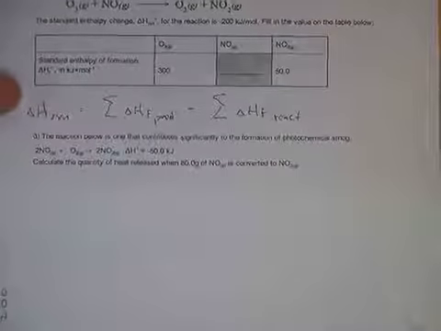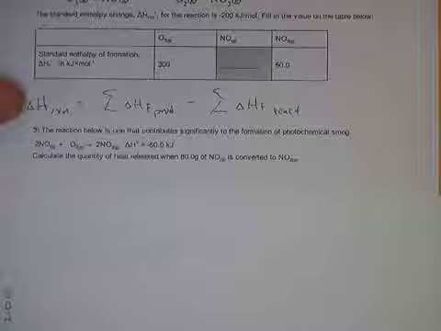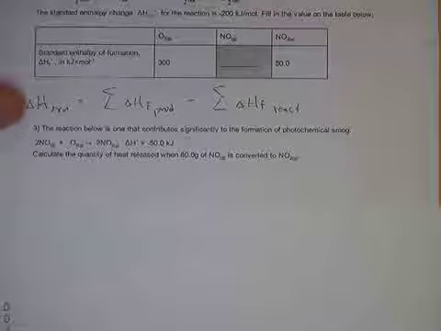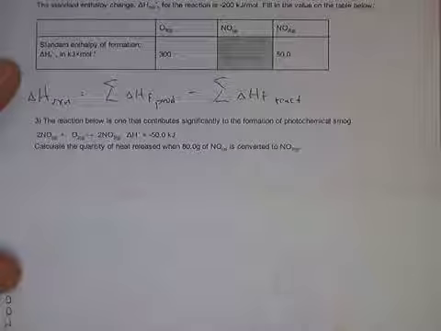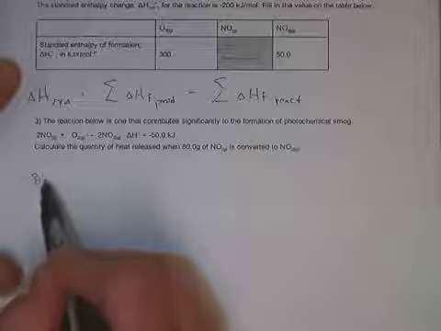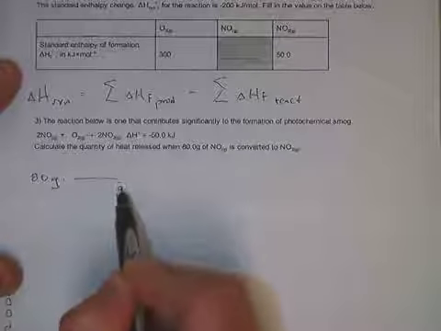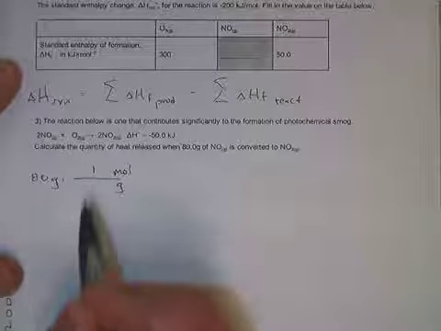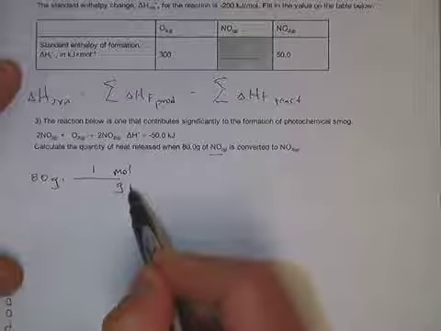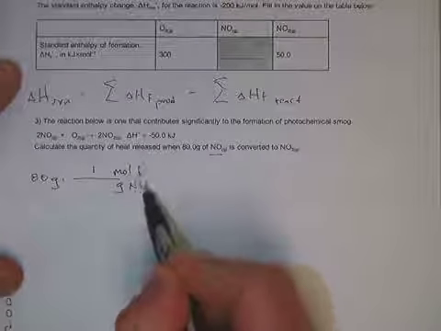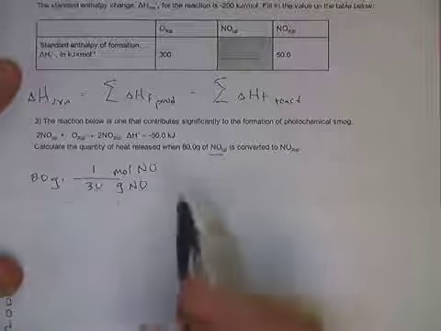The reaction below contributes significantly to smog. Calculate the quantity of heat released when 80 grams is converted to NO2. First, take your number of grams and convert it to moles. Put grams in a position where it's going to cancel. Moles is your new set of units. This is the substance NO. Nitrogen is 14 and oxygen is 16, so I believe it adds up to 30 grams.